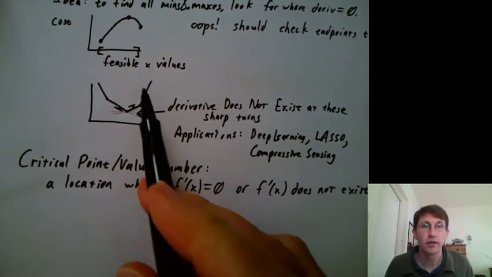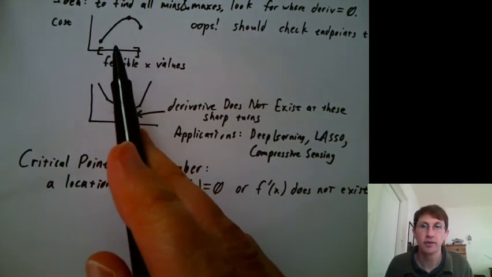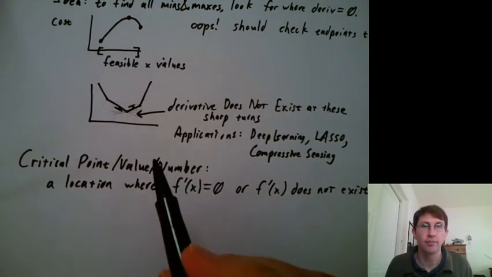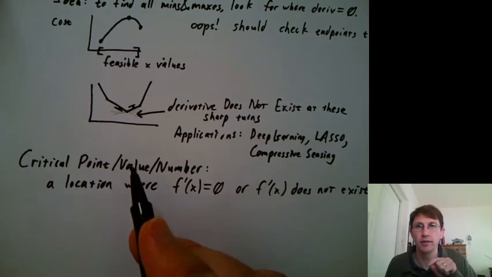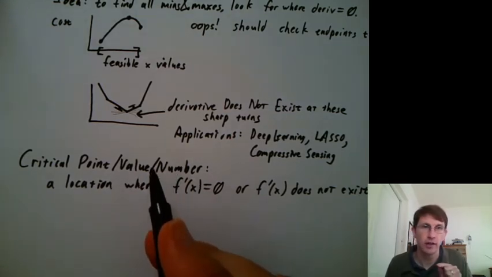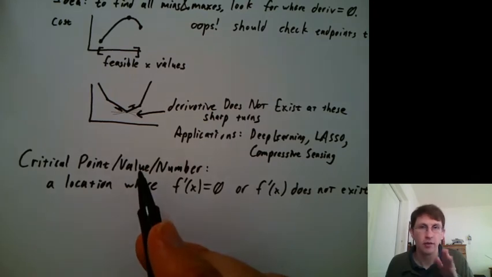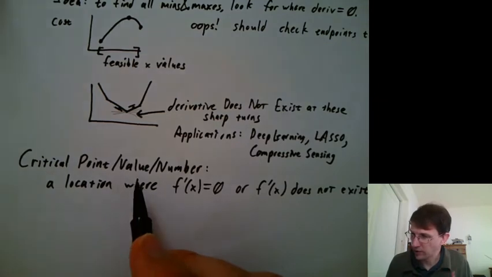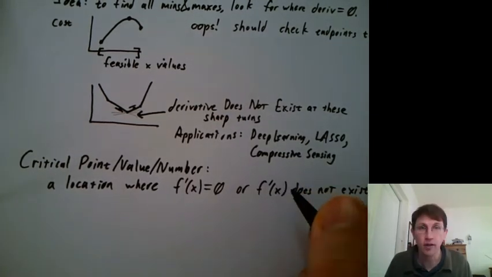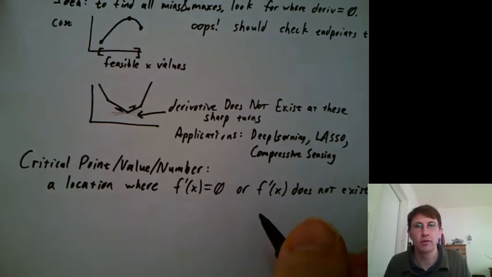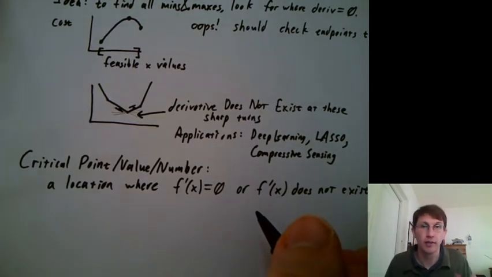So the endpoints don't count as critical points, but we still need to check them anyway. And some books say, well, the critical point is the point in x and y, the critical number is the x value, the critical value is the y value. We're not going to get too picky about it. So it's just locations. And what we really are interested in is the x value. Once you have the x value, you can compute the y value without too much trouble. It's finding that x value that's interesting.